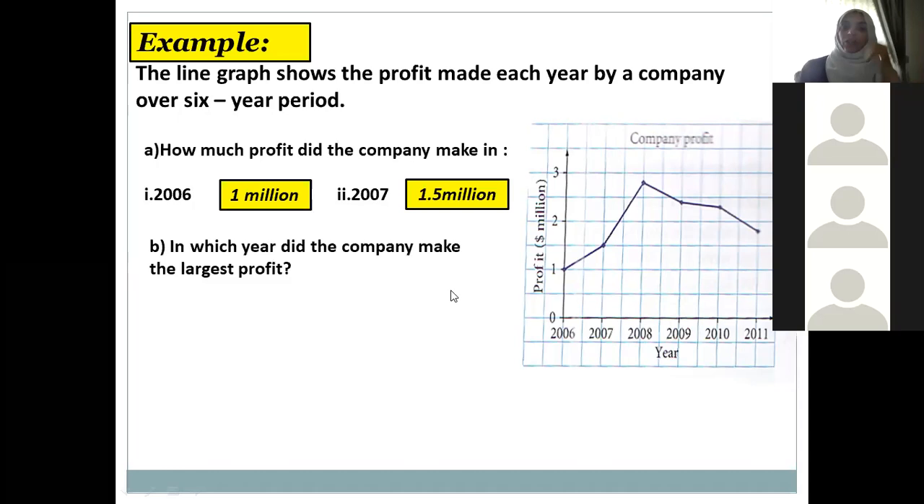Okay. In which year did the company make the largest profit? Muhammad Hijazi. Muhammad? The largest profit?